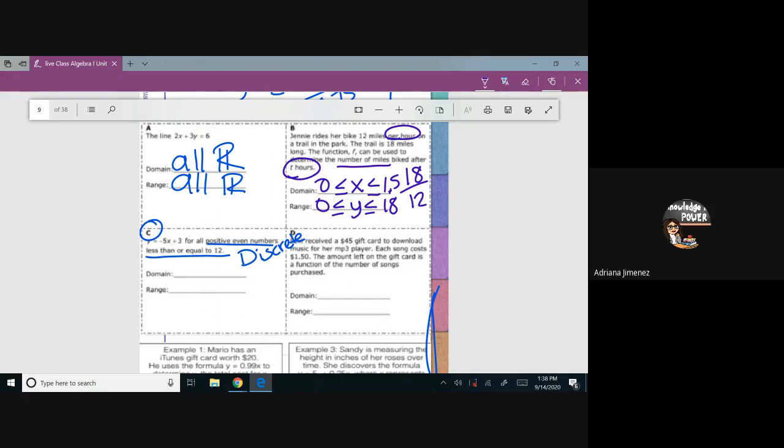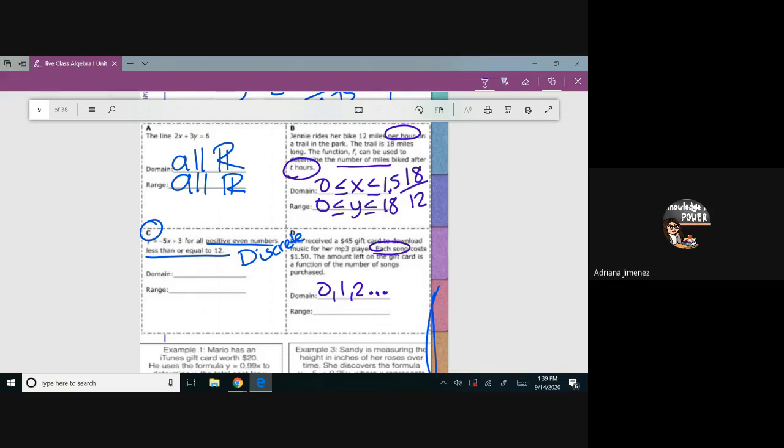All right, letter D, you have the gift card. It says each song, so that's my x. Think about downloading or purchasing the songs. Can you purchase half of a song, or do you purchase the whole song? You purchase a whole song. So this is discrete, because I can't do half of a song. Maybe it downloaded half of a song because of some error, but you still get charged for the whole song. So we know we're going to start with 0, and we can do 1 because it's only $1.50. 2. And I'm thinking this is going to go to a large number, so I'm going to put some dots.